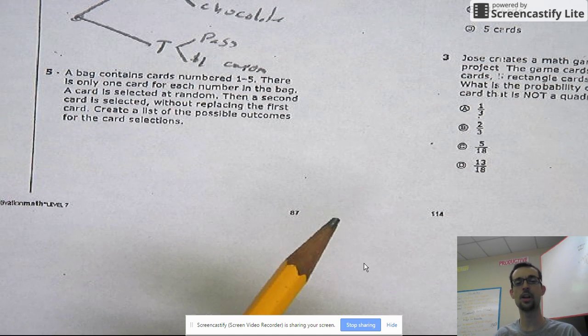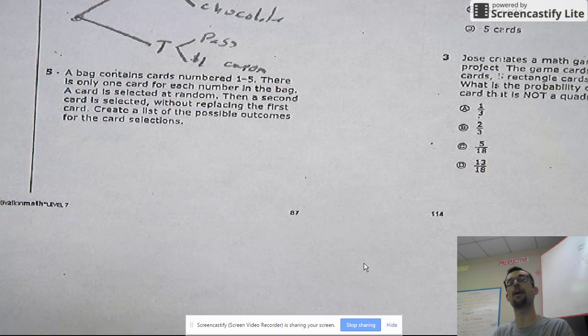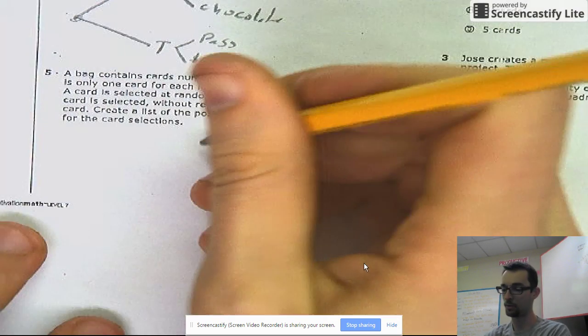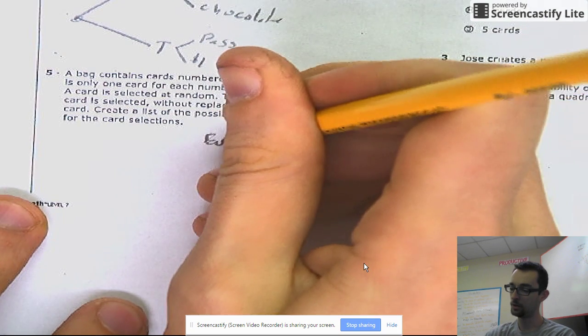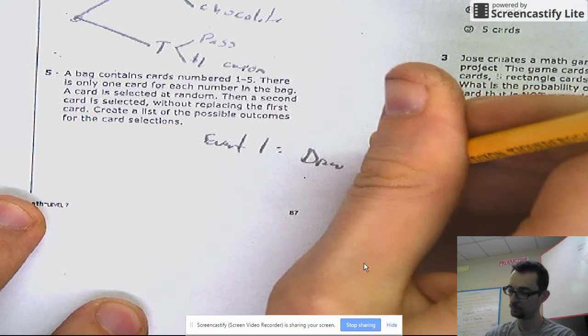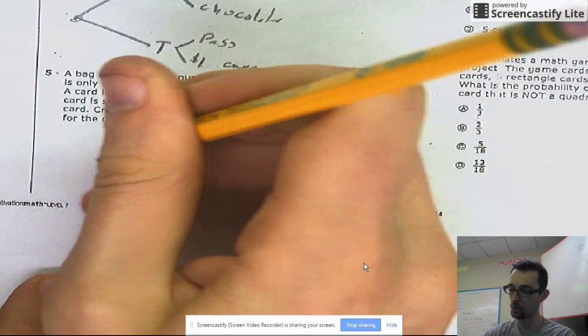Actually, you know what? I'll make a list, but first I want to make a table, because we haven't done that, and I just want to remind everybody how to do a table. On my table, there are 2 events. Event number 1, you draw a card. Event number 2, you draw a card. Okay, so here's my table. Event 1, draw a card. Okay, event 2.